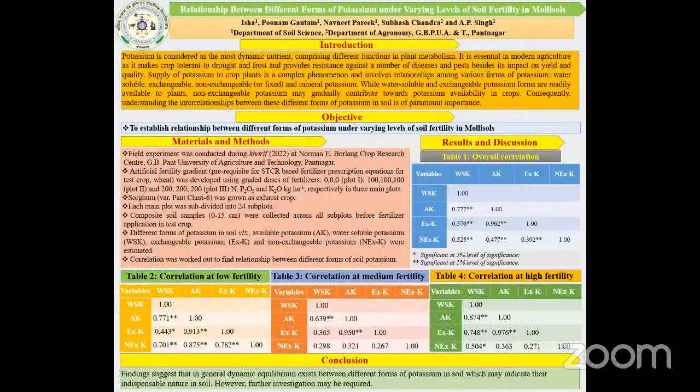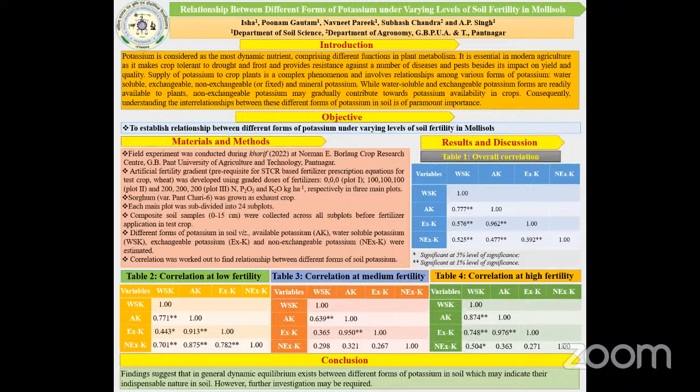All of these forms actually influence the potassium supplying capacity of the soil and nutrition to the crop. Therefore, understanding the interrelationship between these forms may be helpful to formulate a better fertilizer recommendation, and it may also help to improve the potassium use efficiency for crops.